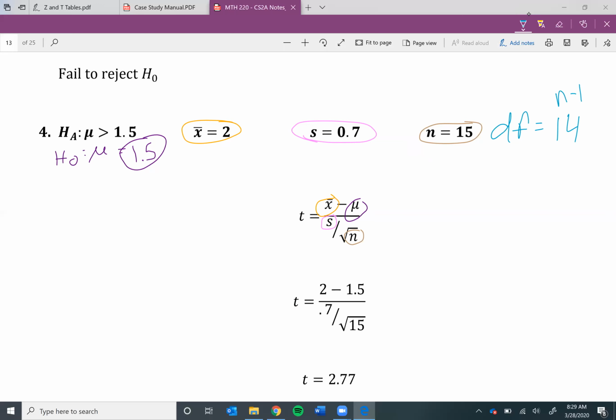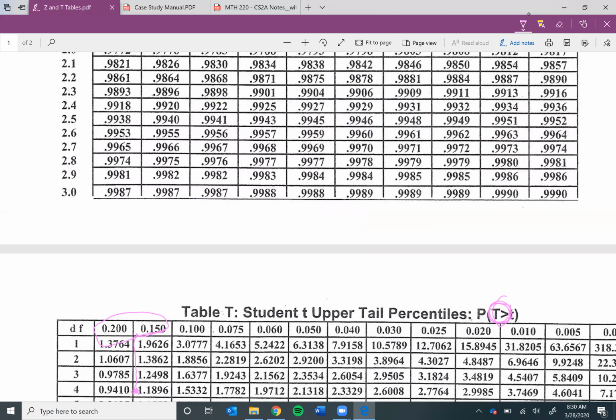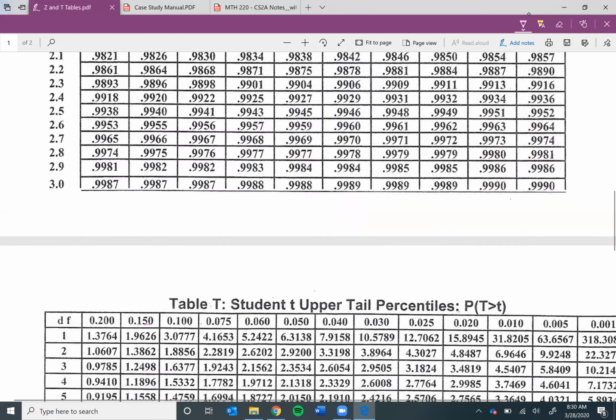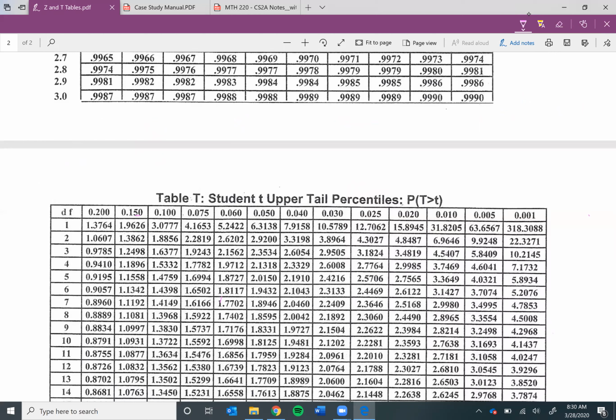So now that we have our test statistic, we're able to write our probability statement. So a p-value probability statement is gonna be the probability that T is greater than or equal to 2.77. Let's go ahead now and clean up my chart a little bit. My degrees of freedom for this problem is 14. So let's go to 14.